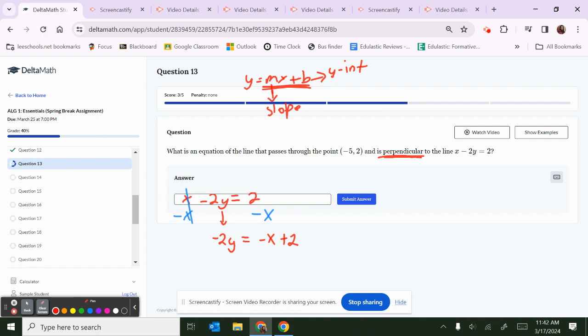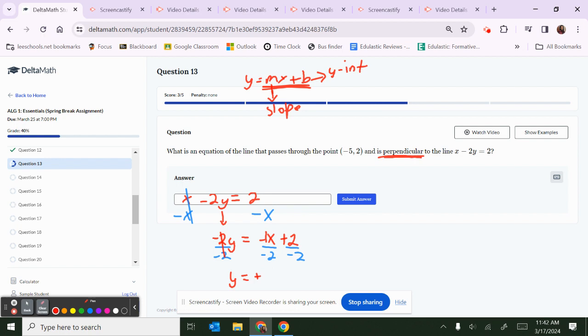So now I'm going to divide by negative 2. Technically, in front of this x is a negative 1. So that's gone, and we're left with y is equal to a negative divided by a negative, which is a positive.